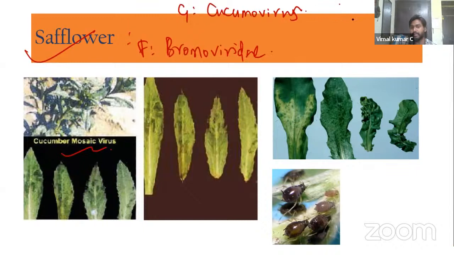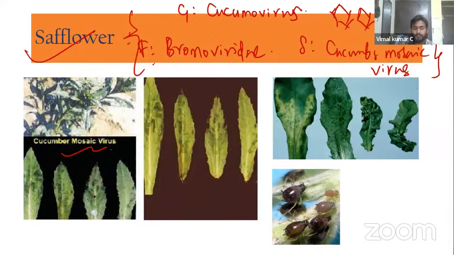Okay, icosahedral in shape, and it is tripartite, right? Then the species is cucumber mosaic virus, right? So this is how you can classify this. And if you consider the symptom, as the name indicates, it is causing mosaic on the leaf. Okay, so there will be alternating yellow and green areas.